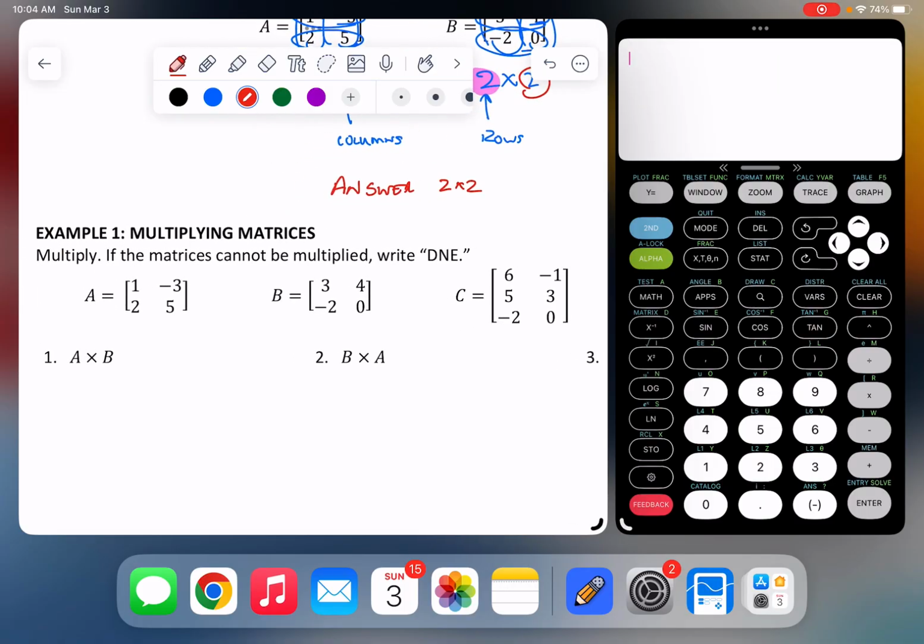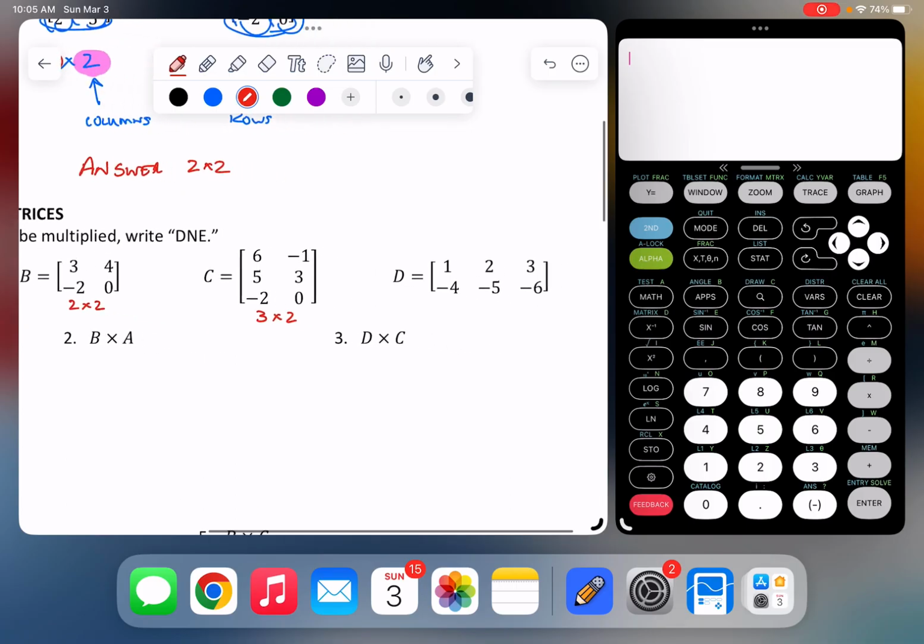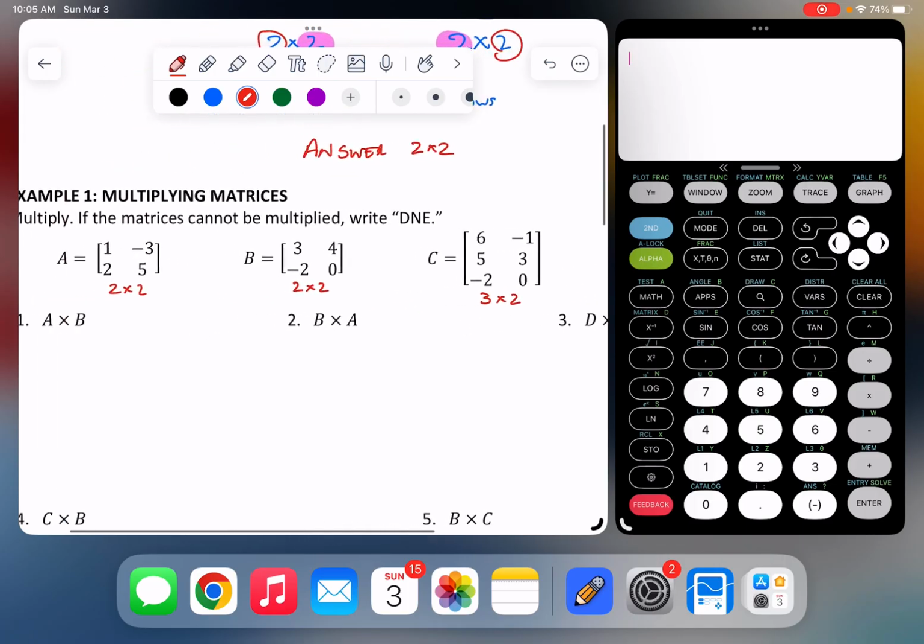So we're going to multiply these guys, okay? If the matrices cannot be multiplied, we write DNE for does not exist. So first off, we've got A. Let's identify the dimensions here. A is a 2 by 2: 2 rows, 2 columns. B is a 2 by 2: 2 rows, 2 columns. C has 3 rows and 2 columns, so 3 by 2. And D has 2 rows and 3 columns, so 2 by 3. Okay? So let's put these in the calculator.